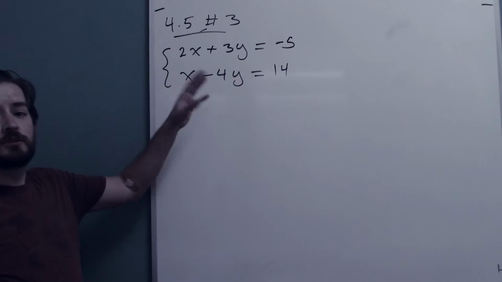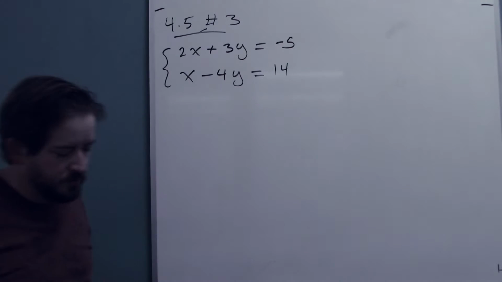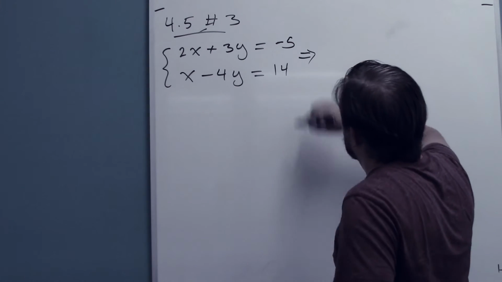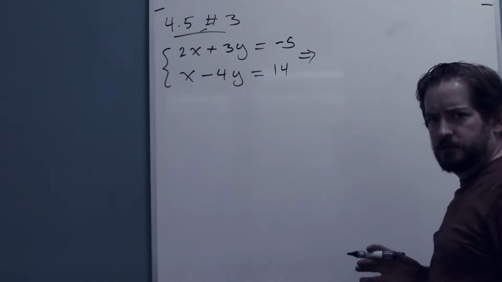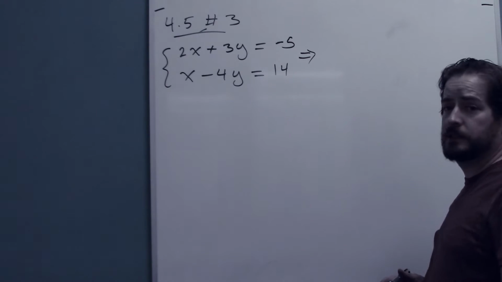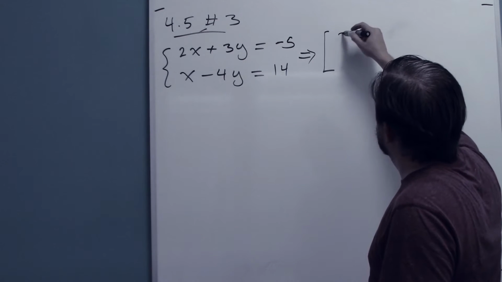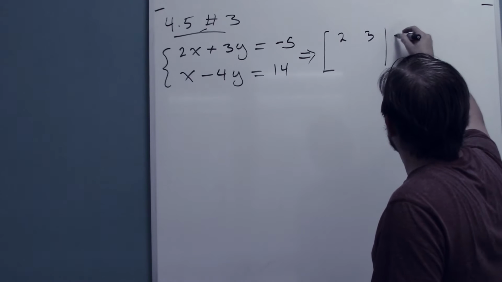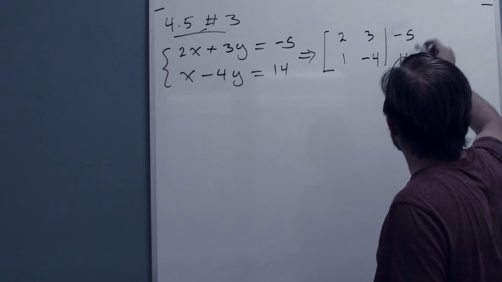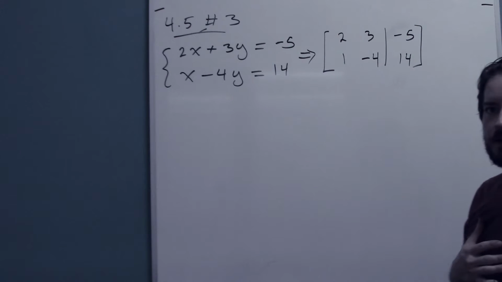So I have a system. The first thing I want to do is turn it into a matrix and then solve it, right? So I just take this and I grab all of the coefficients. I'll try to fit all the work on one board so I don't have to erase anything. This is 2, 3, -5. 1, -4, 14, right?